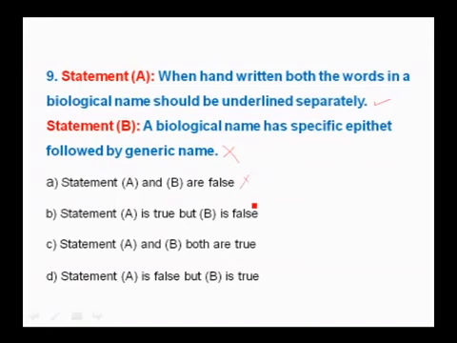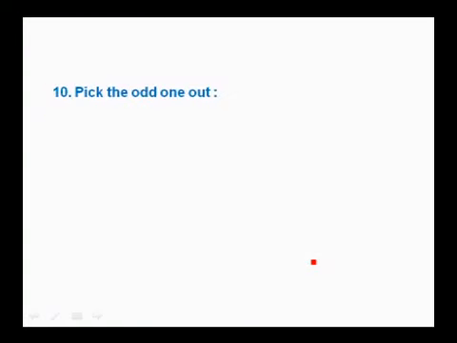Statement A is true but B is false. So, this one is right. Statement A and B both are true. Statement A is false but statement B is true. This is also the wrong option. So, the right option is B.